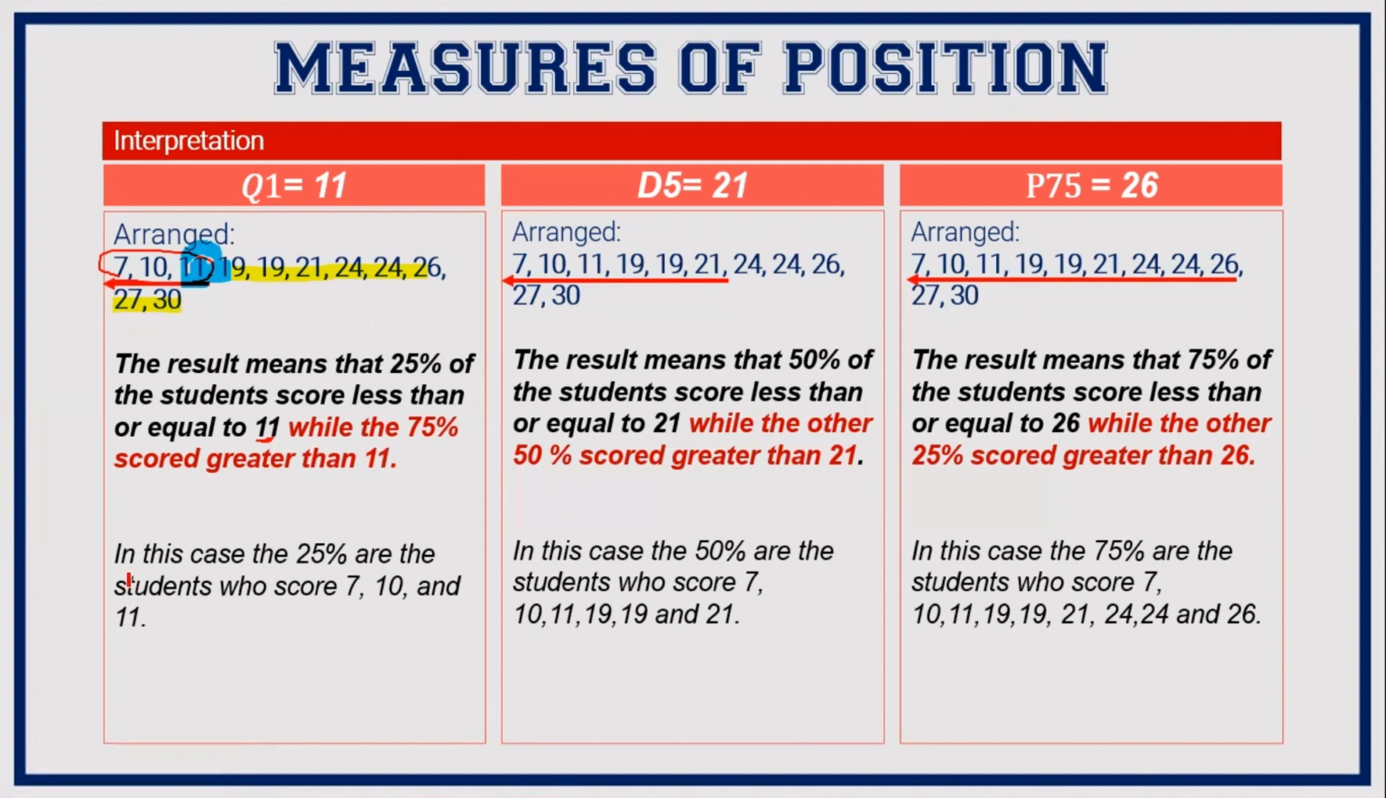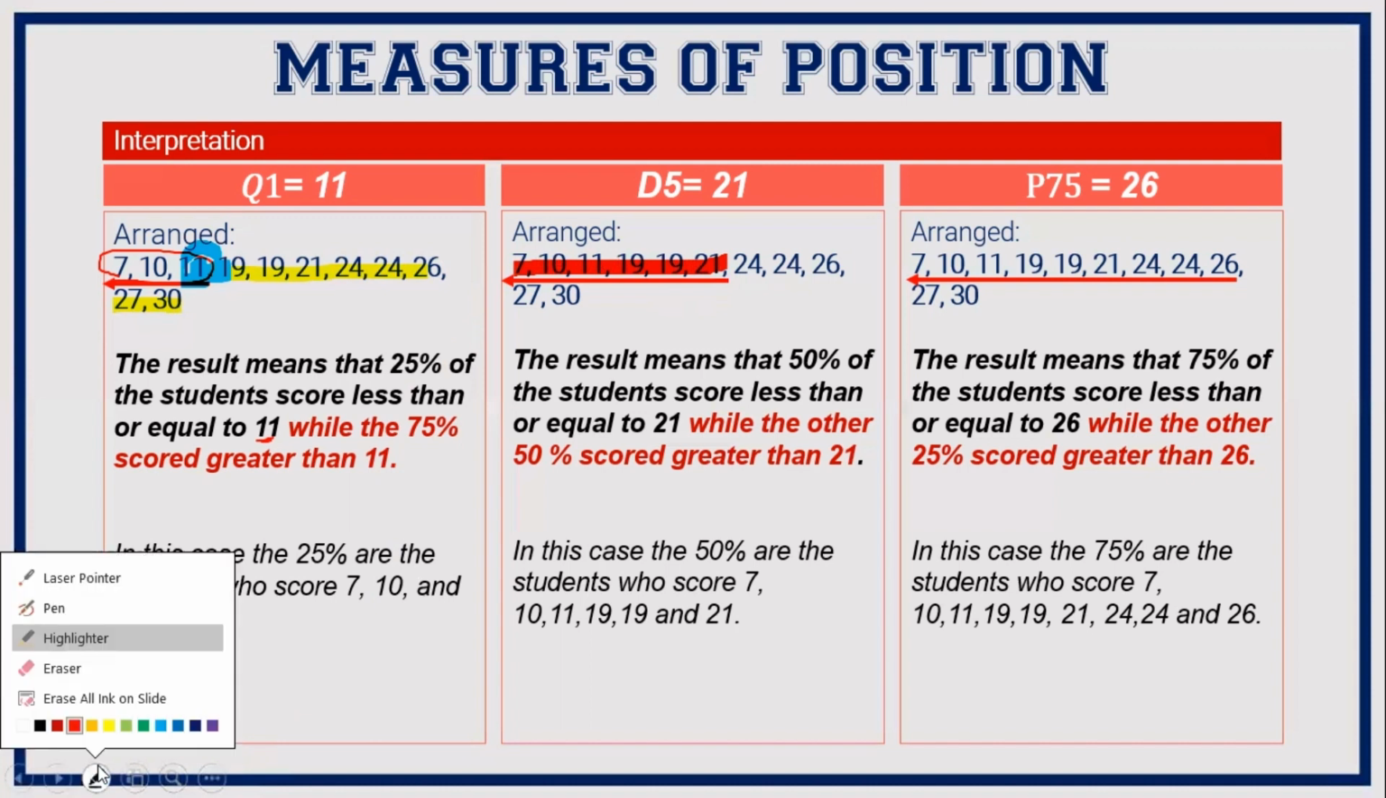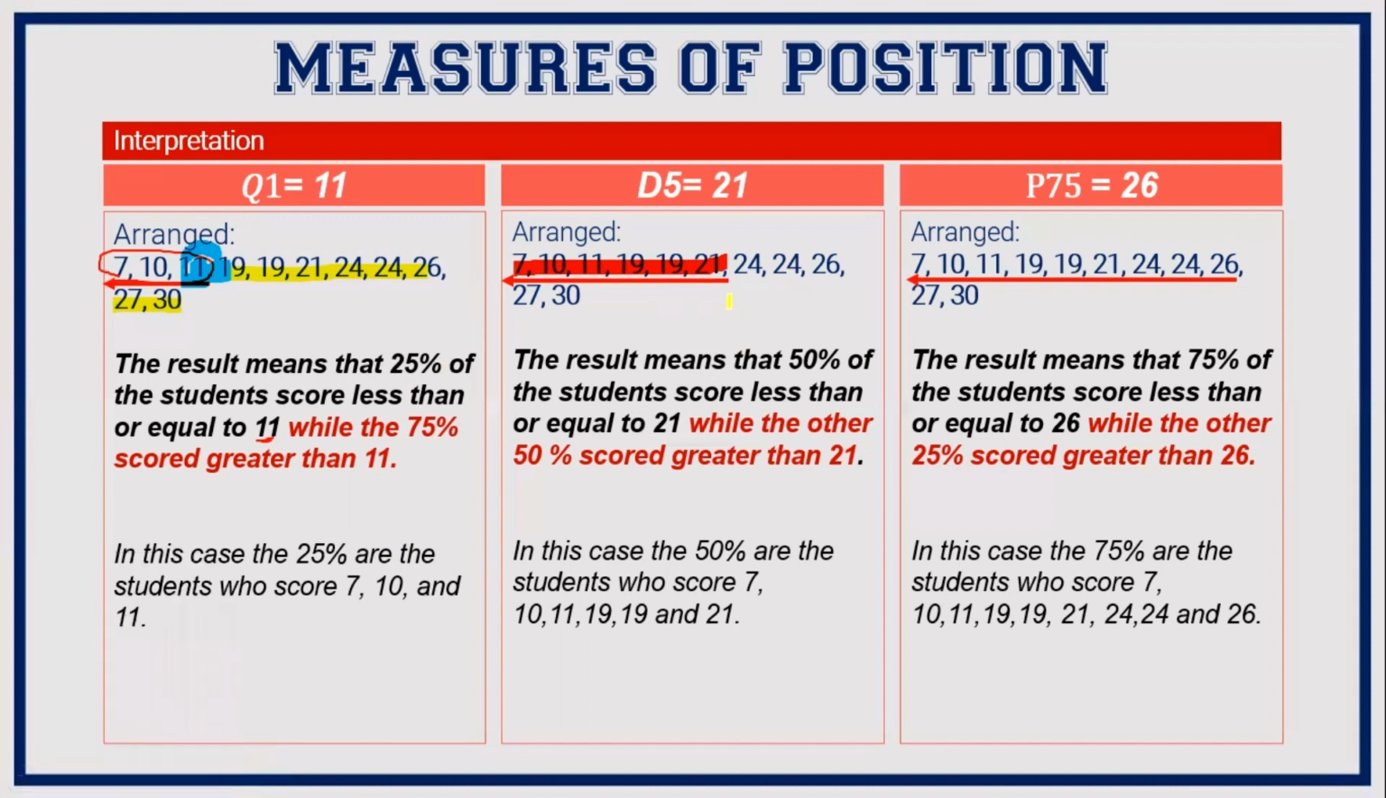For the decile 5, we get the value here. Decile 5 is equal to 21. So what does it mean by this? This result means that 50% of the students score less than or equal to 21, while the other half or the other 50% score greater than 21. So that means that the students that scored from 21 and lower are the 50%, and the students that scored more than that are the other 50%.